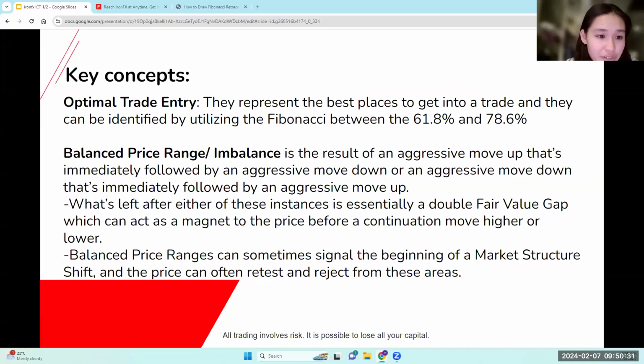Yeah, balanced price range. So what's left after either of these instances is essentially a double FVG, or fair value gap, which can act as a magnet to the price before a continuation move higher or lower. Balanced price ranges can sometimes signal the beginning of a market structure shift, and the price can often retest and reject from those areas.